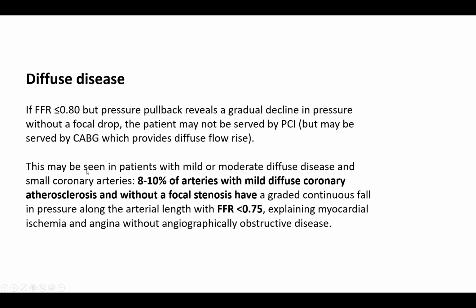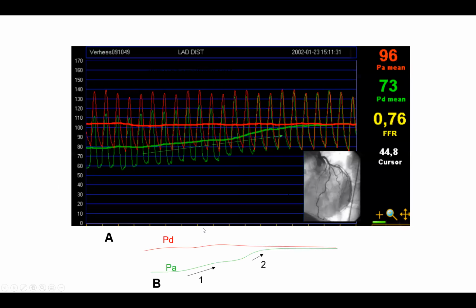And this is an important concept because this may be seen in patients with mild or moderate diffuse disease and small coronary artery. In fact, if you do FFR on all patients with diffuse moderate disease, 8 to 10% of arteries will have significant FFR less than 0.75, which explains myocardial ischemia and angina without angiographically obstructive disease over 50%. This is an example of such a case.